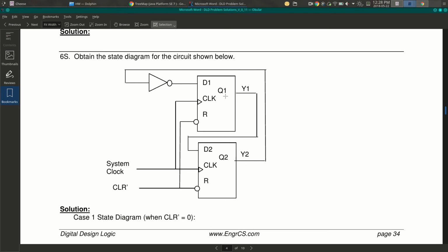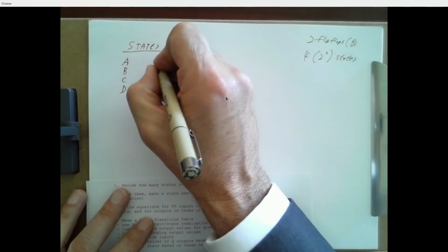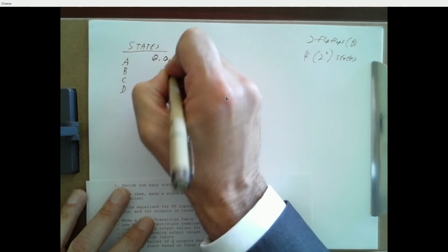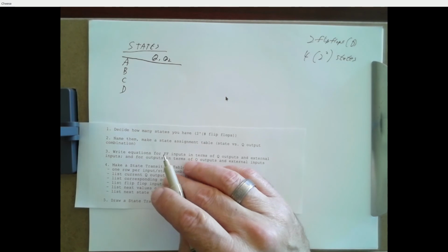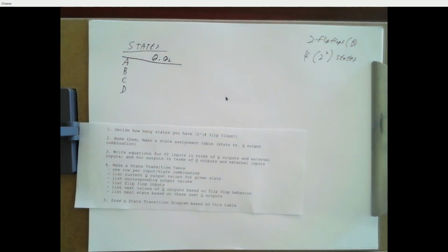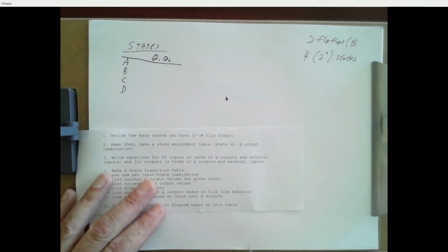And what we want to do is list all the possible combinations. And for each combination, we're going to have a different state. And there's nothing magic about how we make this assignment. I could say that A is 1, 1, and B is 0, 0, and C is 0, 1, and D is 1, 0. Doesn't make any difference. Well, it changes everything, but other than that, it doesn't make any difference. Right? You'll get the same behavior in the end.